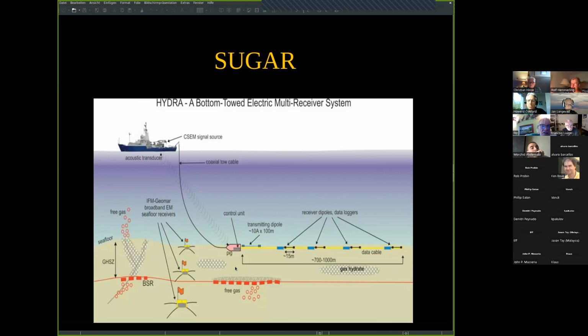The next project is Sugar. Sugar is an acronym, and I don't remember what it stands for, but in any event, this was a large project that kept us busy for more than a year. There is a boat, and the boat has a coaxial tow cable, which in this case was 7 kilometers long.